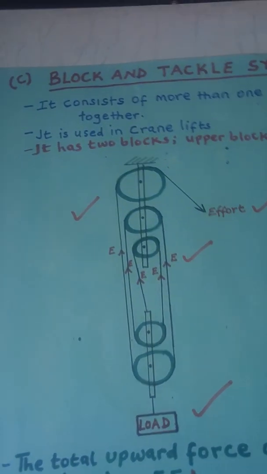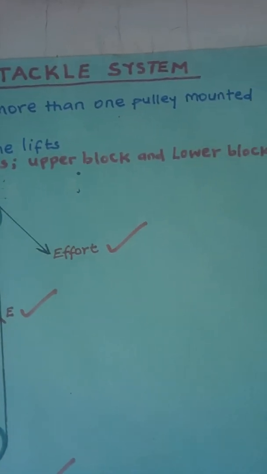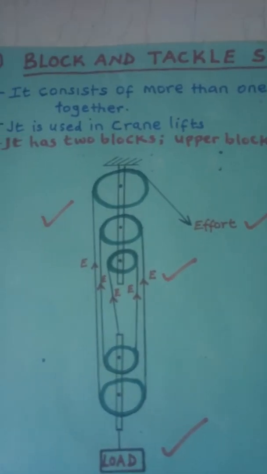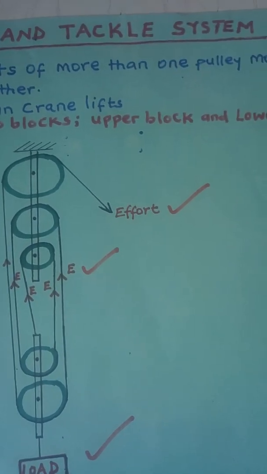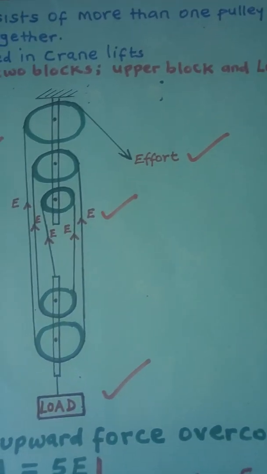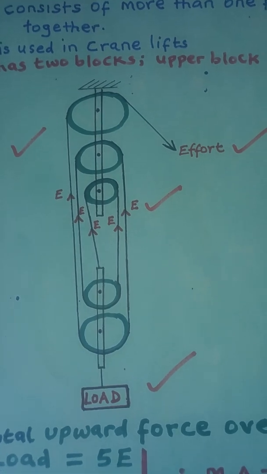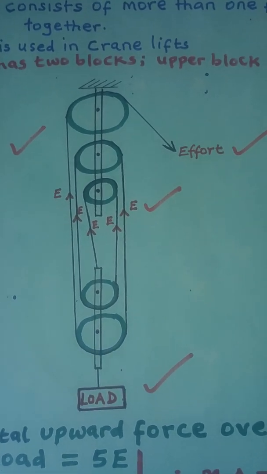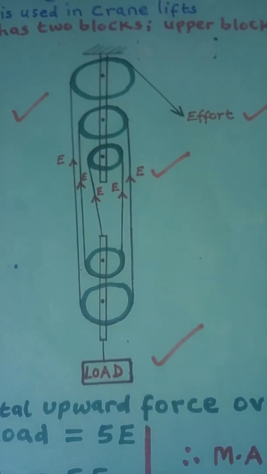So in brief, a block and tackle system consists of more than 1 pulley mounted together. It is used in crane lifts. It has 2 blocks, as I've said. We have the upper block and the lower block. Now, when somebody says draw a block and tackle system with 5 pulleys, this is how you are supposed to do it. And how do you get the marks?